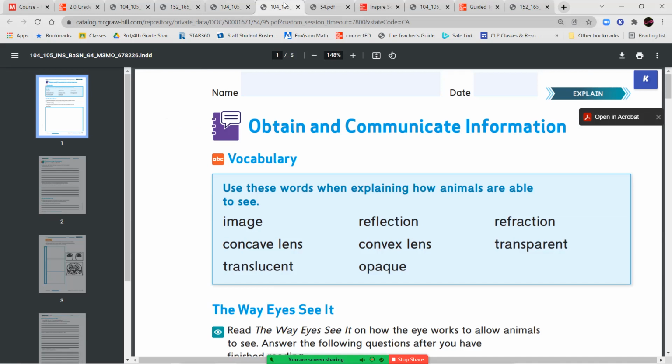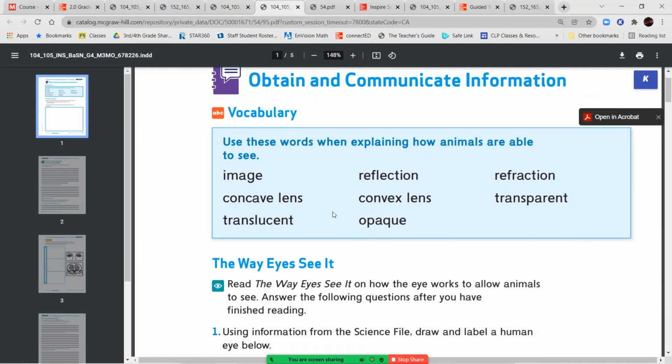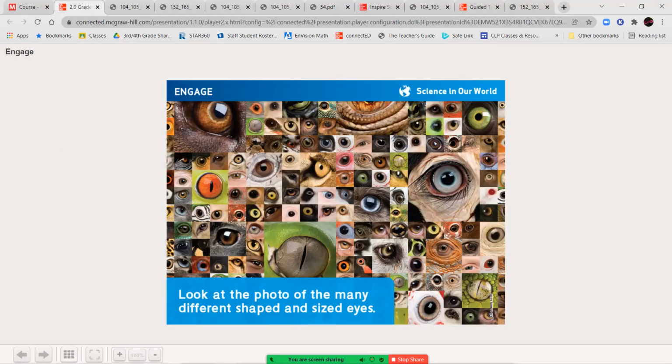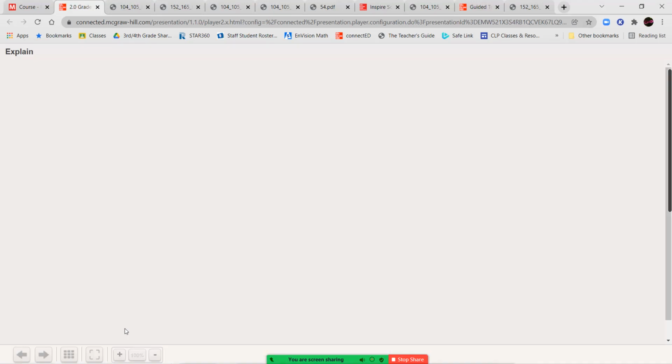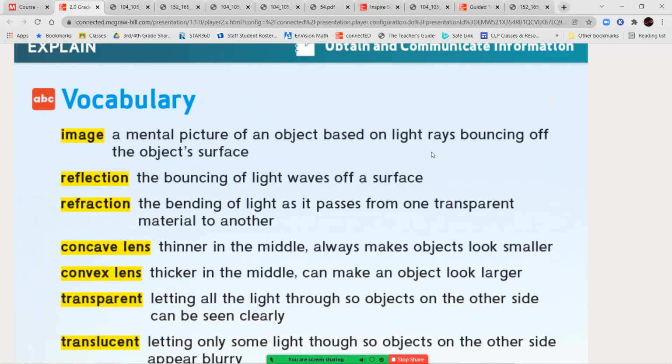Once we've completed those pages, we're going to go on and we're going to take a look at our vocabulary for this lesson. So our vocabulary words are the words image, concave lens, translucent, reflection, convex lens, opaque, refraction, and transparent. So let's go ahead and take a look at the vocabulary words, and all of these are found in Google Classroom as well for your convenience.